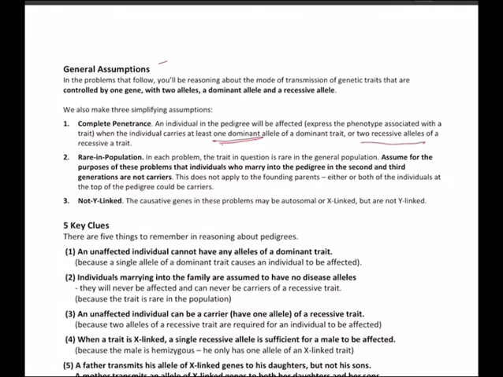Rare in population: in each problem, the trait in question is rare in the general population. Assume for the purposes of these problems that individuals who marry into the pedigree in the second and third generations are not carriers. This does not apply to founding parents. Either or both of the individuals at the top of the pedigree could be carriers. Not Y-linked: the causative genes in these problems may be either autosomal or X-linked, but not Y-linked.